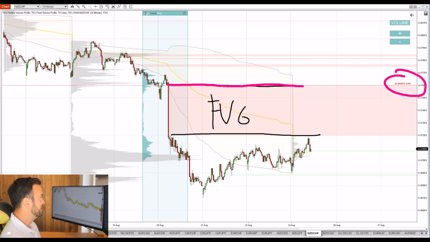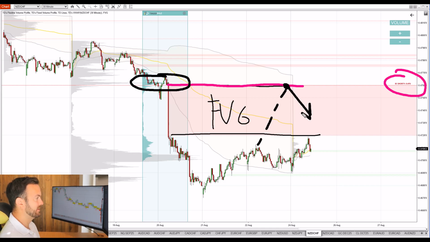Again, we just need to wait for a pullback. If the price hits this level, chances are that strong sellers from here should become active again and push the price downwards from this place again.